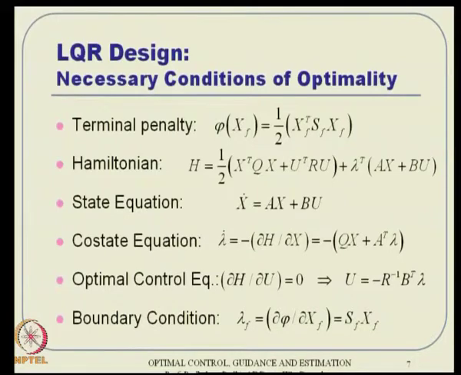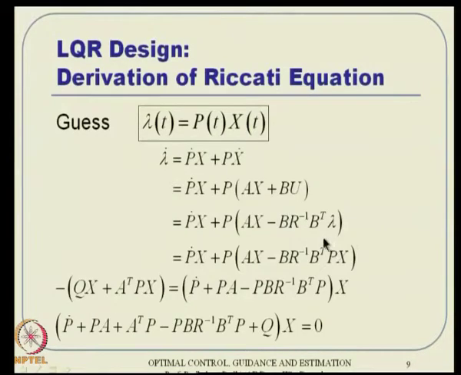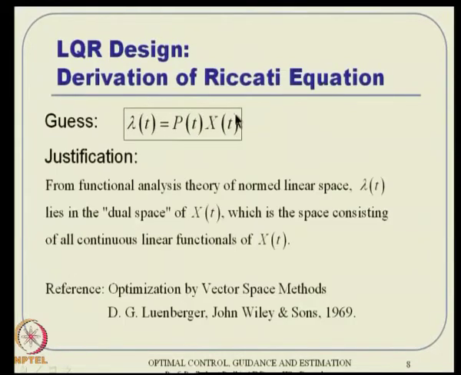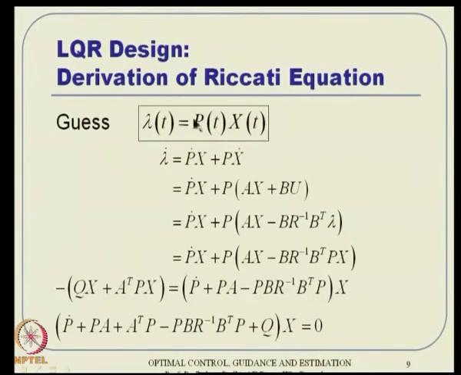The expression appears to be different, but ultimately they are the same. Anyway, this is what it is. So, with that justification, lambda is assumed to be some time-varying matrix P times x of t. Then with respect to that selection, let us try to use all these equations that we have. So, now lambda of t is P(t) x(t).